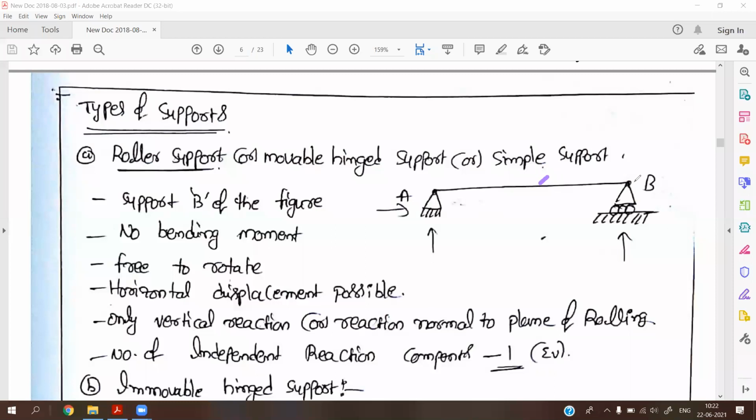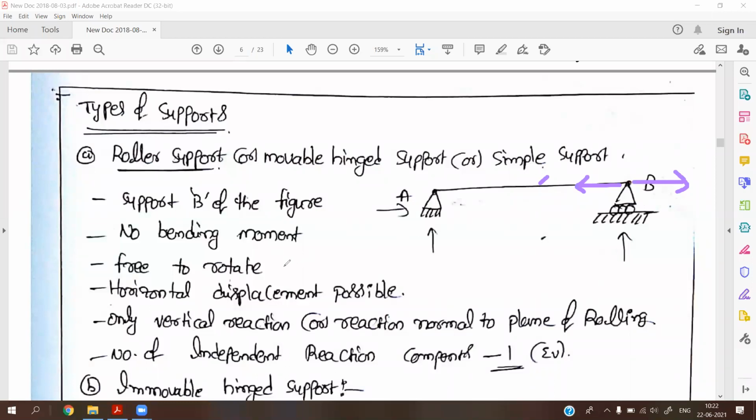In this connection, in summer the members may expand in this direction. In winter all members may contract, and the entire structure will contract and move in this direction. If we do not provide expansion and contraction provisions, the structure may fail suddenly, or uneven stresses may develop in the structure. For this purpose, generally we provide roller supports at the ends.